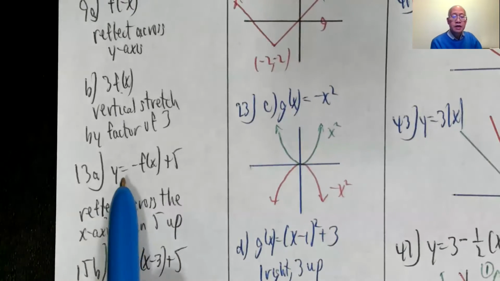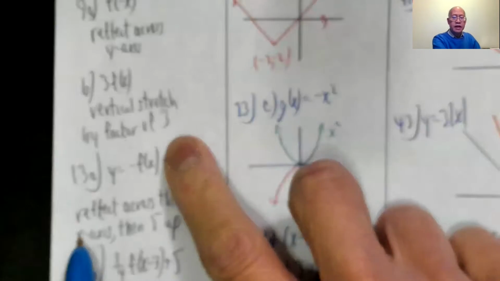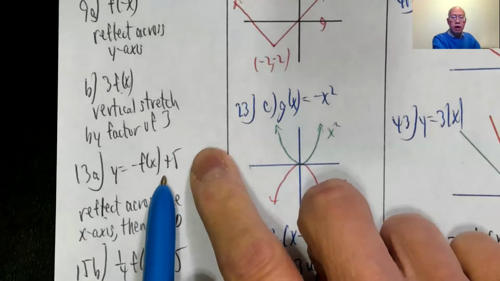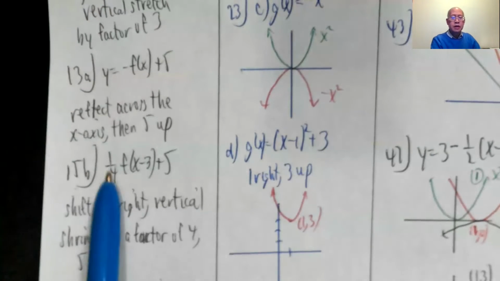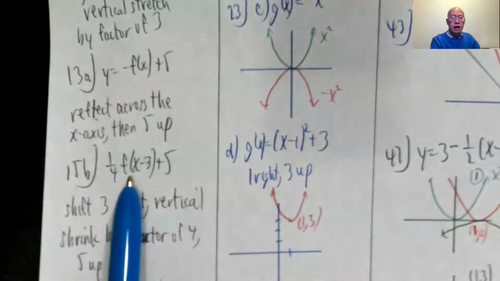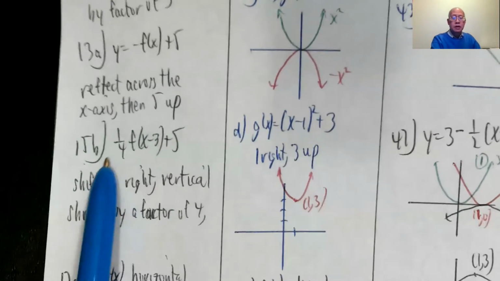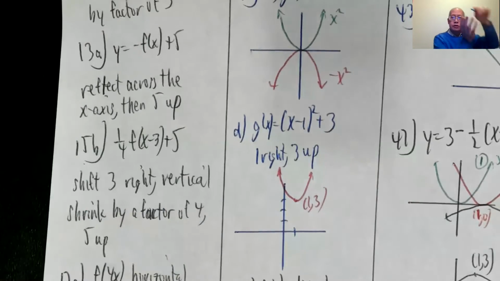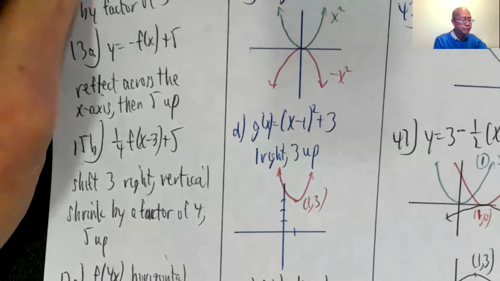13a, negative f of x plus 5. So the negative f of x reflects across the x-axis, and then you move the whole graph 5 units up. 15b, well, the f of x minus 3 means you shift 3 units to the right. Then 1/4 is a vertical shrink. You're shrinking the graph by a factor of 4, and then move the whole graph 5 up.